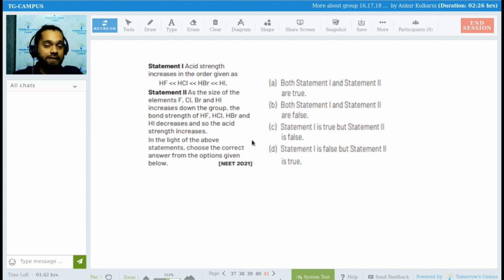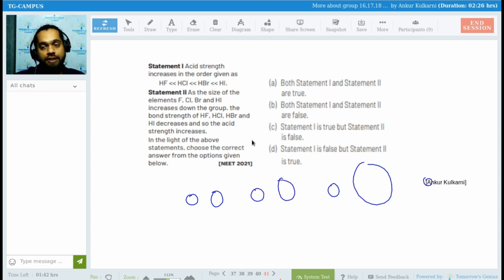So HI, yes, it is a strong acid. Why? It is due to size. We have done this concept 7 to 8 times. So in HF, the size is almost equal. In HCl, the size of Cl is slightly larger. HBr, more larger. HI is like ant and elephant. So obviously, forget about electronegativity.